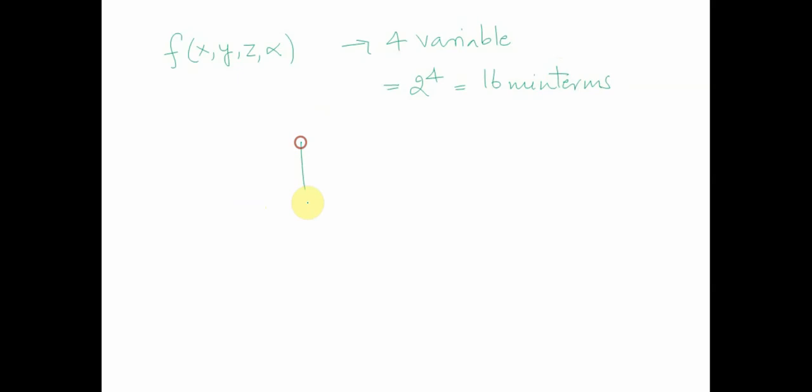Now moving ahead, I just want to touch upon a four variable K-map, right? If we have four variables, we have a function f of x, y, z, and alpha. It is a four variable function, and how many possible minterms can we have? We can have 2 raised to power 4 minterms, which is equal to 16 minterms, right? For the 16 minterms, the K-map which we will form would be a square K-map with 4 rows and 4 columns.